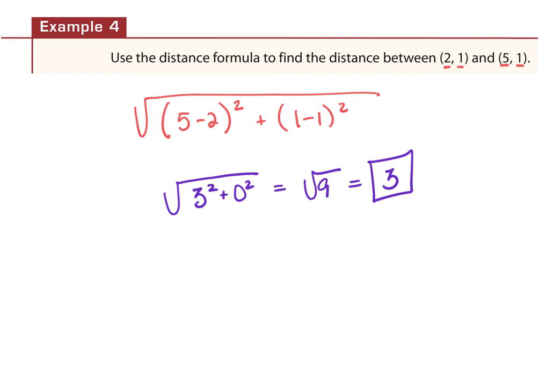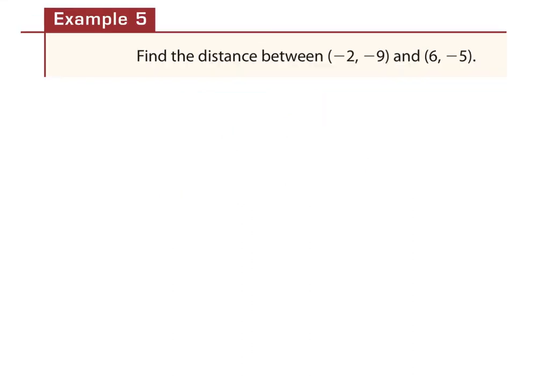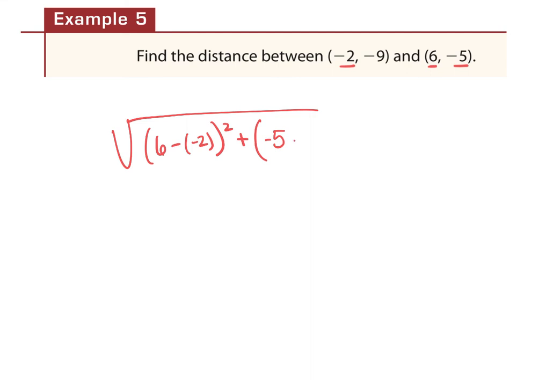Subtract your x's, square them. Subtract your y's, square them, add them together, and take the square root. Find the distance between these. They've given us negative numbers for a point because when you square it, it's going to automatically become positive. So let's look at what happens here. Subtract my x's. We have 6 minus a negative 2. Plus, subtract my y's. Negative 5 minus a negative 9. And square it.